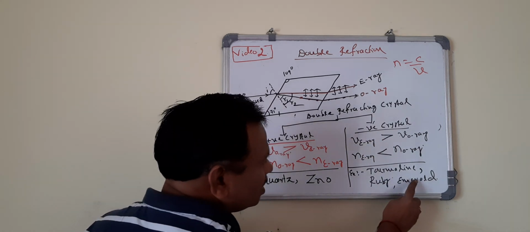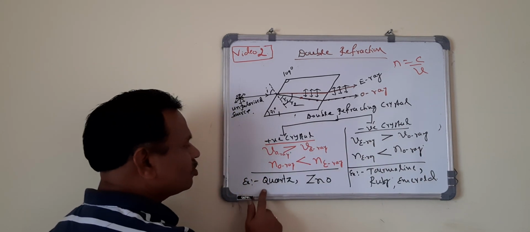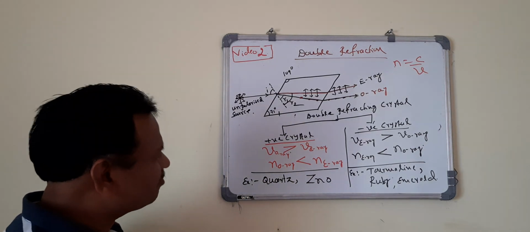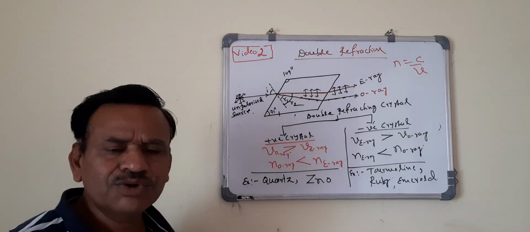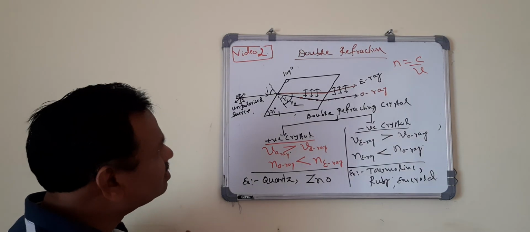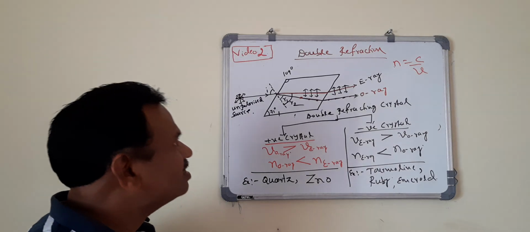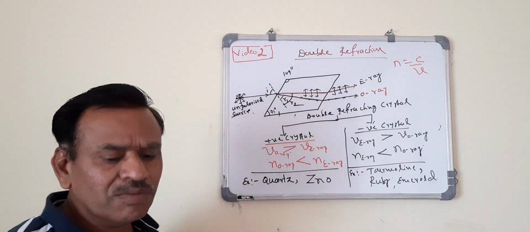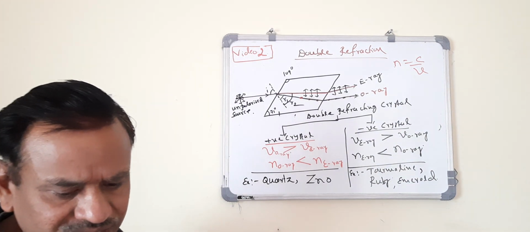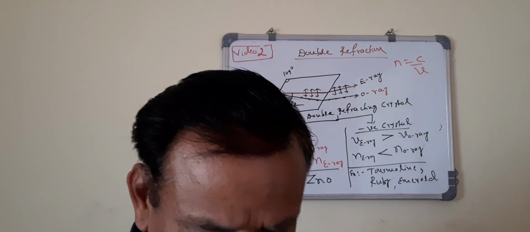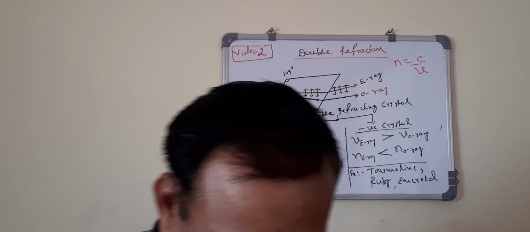It is emerald, E-M-E, and this is quartz, and zinc oxide. Like this, many crystals are there. Of course, I have written only two examples. This is regarding the double refracting crystal. And one more is there, the construction of the Nicol prism. That I will explain in due course.